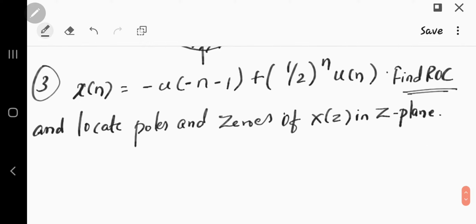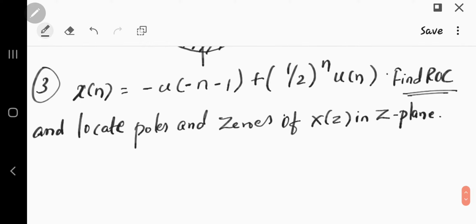So if poles and zeros are asked, then you have to find the location of poles and zeros. That is a mandatory thing here. If not, you can stop at ROC. If the location is asked, you have to equate x of z, both numerator and denominator, to 0, and then we have to locate the poles and zeros here. So that we'll see in this problem.